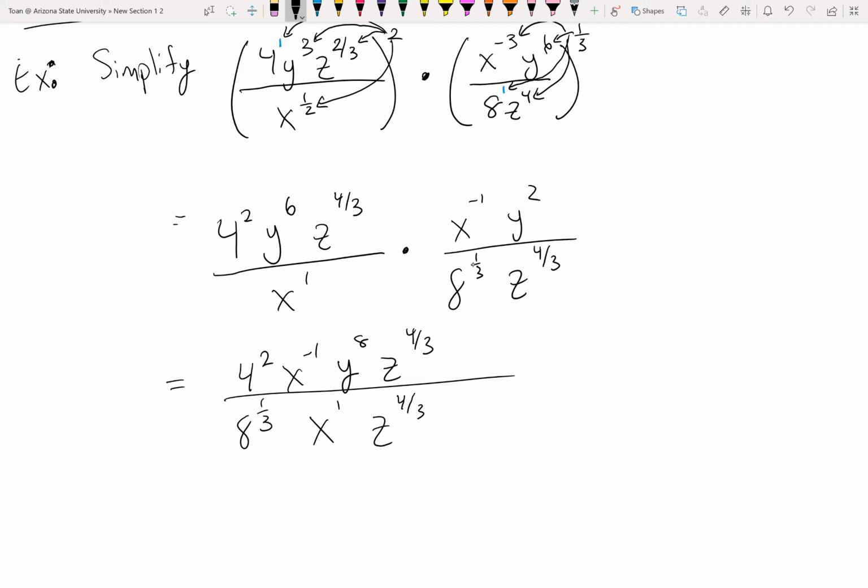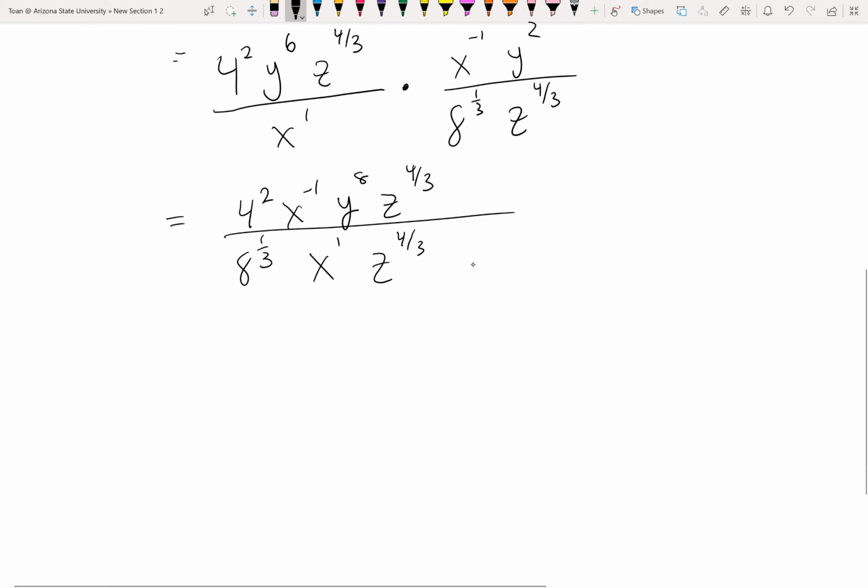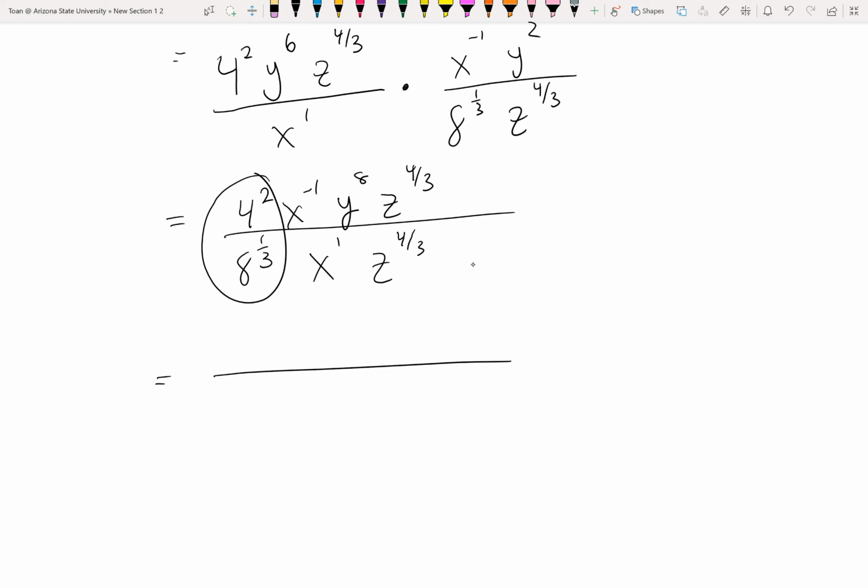Now, then we apply the quotient rule. So these regular numbers, they're not the like bases, so I'll just leave them alone. So 4 squared, 8 to the 1/3. Move on to the x's here. So let's subtract the exponents, top minus bottom. -1 minus 1. This y is by himself, so I'll leave him alone.